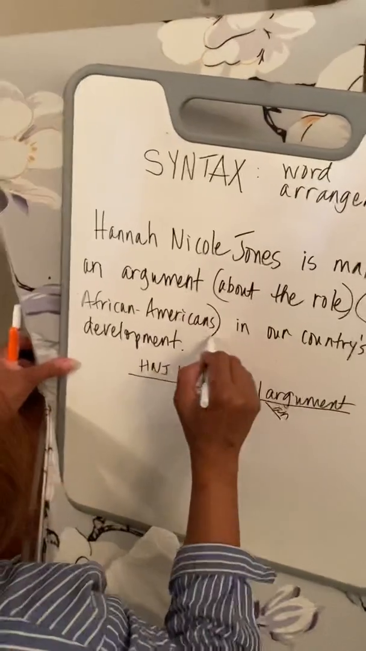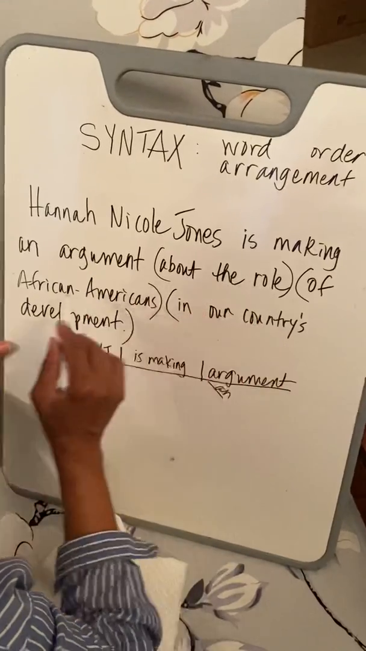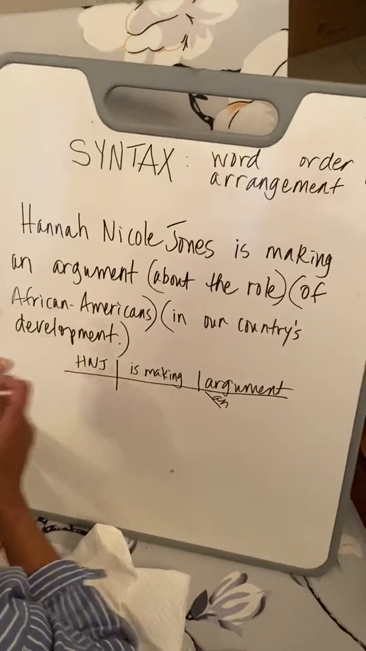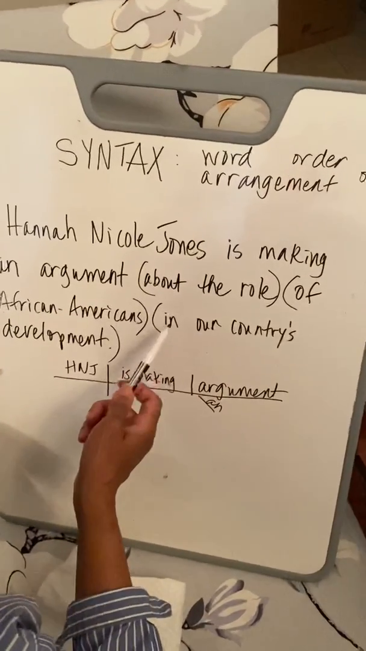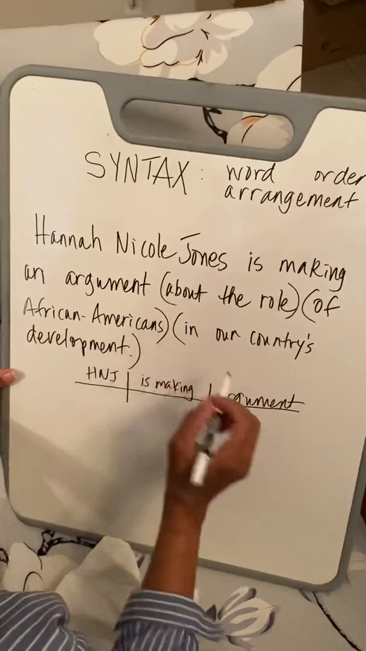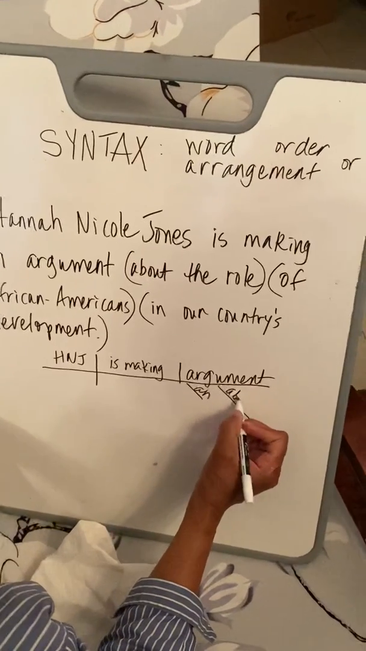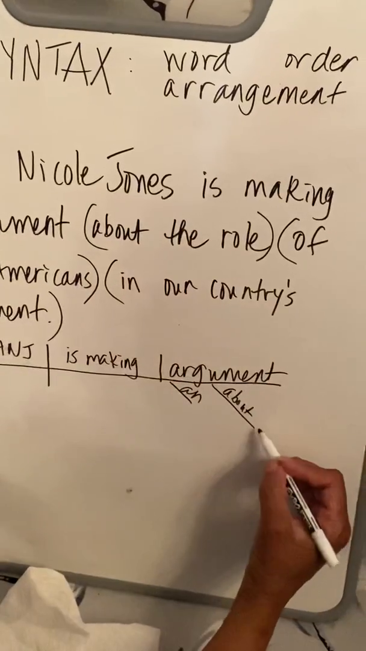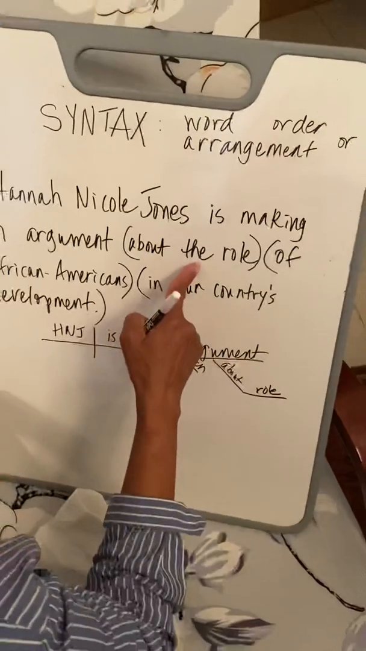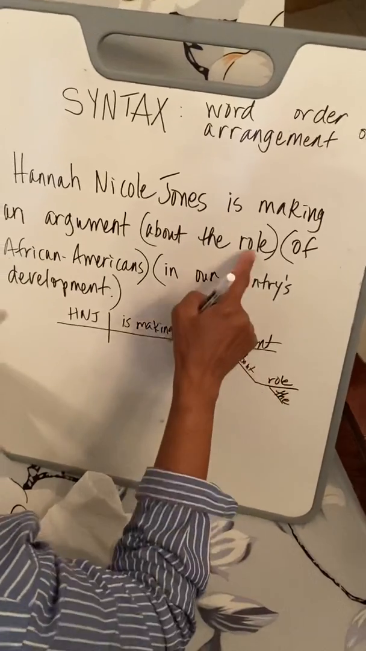In the parentheses, all of these are prepositional phrases. What kind of argument? An argument about the role. What kind of role? The role of African Americans. Which African Americans? You keep asking yourself questions to figure out where to diagram that. When you're diagramming a prepositional phrase, the preposition is always the first word in the phrase. The last word in the phrase is always the object of the preposition. And whatever comes in front of that, of course, is the article or the adjective modifying that word.